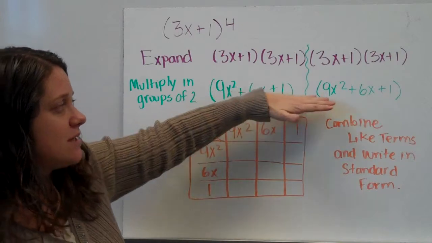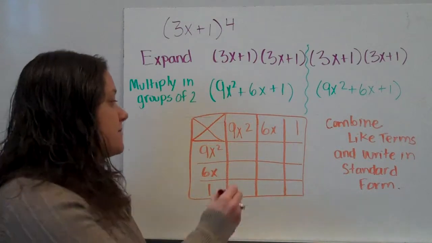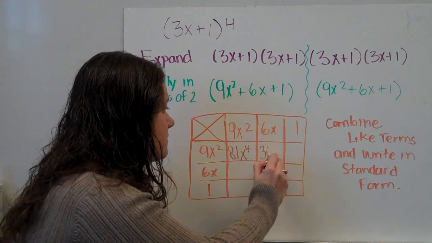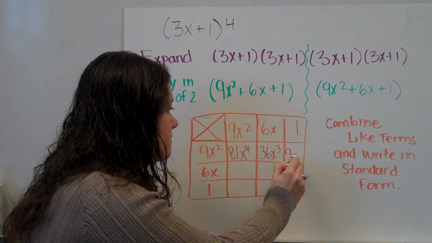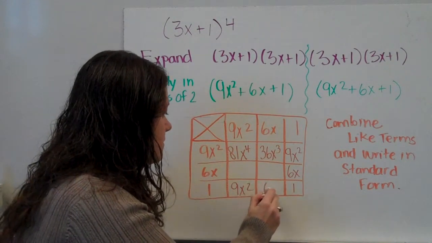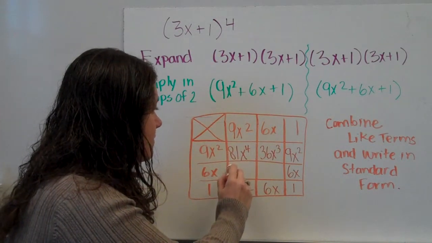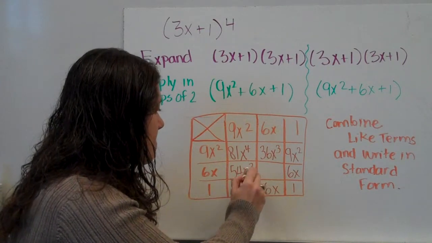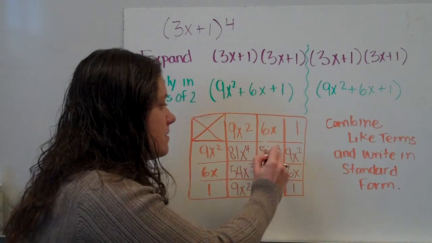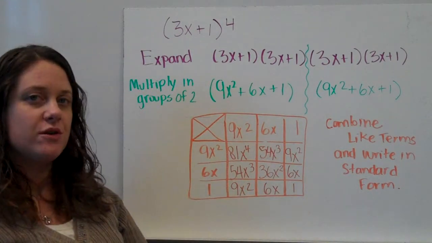And now I have a trinomial times a trinomial, and so for me, I'm going to make a chart. So I'm going to go ahead and fill in this chart. And I just wrote 36 here, but 9 times 6 is actually 54. So let's fix that. And then 6 times 6 would be 36x squared. All right, so I filled in all my things here.